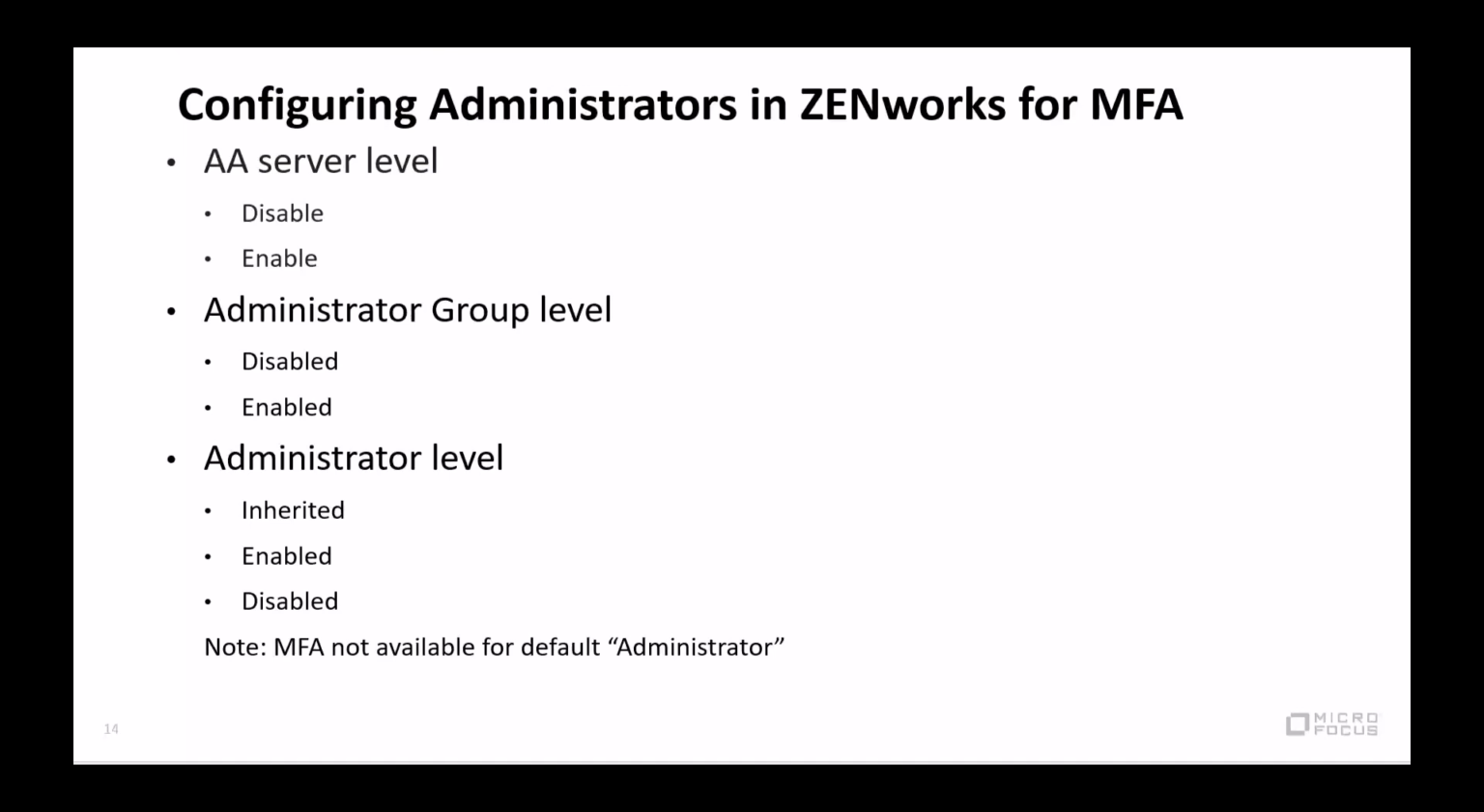We have a total of 3 options here. The first option is inherited. If we select inherited, multi-factor authentication will be enabled only if multi-factor is enabled for any one of the groups the user belongs to. If we select the second option, enabled, multi-factor authentication will be enabled for the given admin. If we select disabled, multi-factor authentication will be disabled for the given admin.